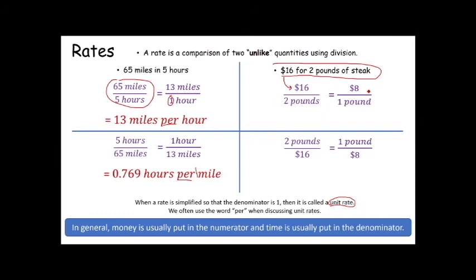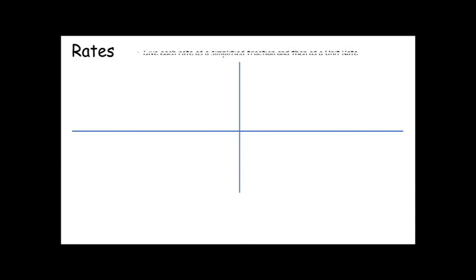Same thing up here, $8 per 1 pound. We usually write with the word per. If I have 1 pound per $8, that would be 1/8 pounds per dollar, or if I divide that out, 1 divided by 8 becomes 0.125 pounds per dollar. Notice this is per $1. It's called a unit rate. Now, we like unit rates because unit rates make it a lot easier for us to compare things. And we'll do a couple of those in just a second.